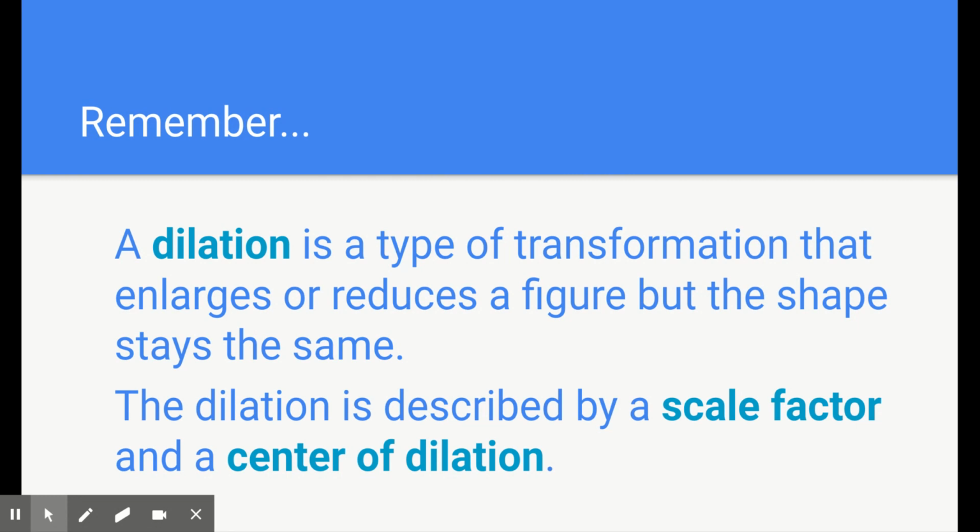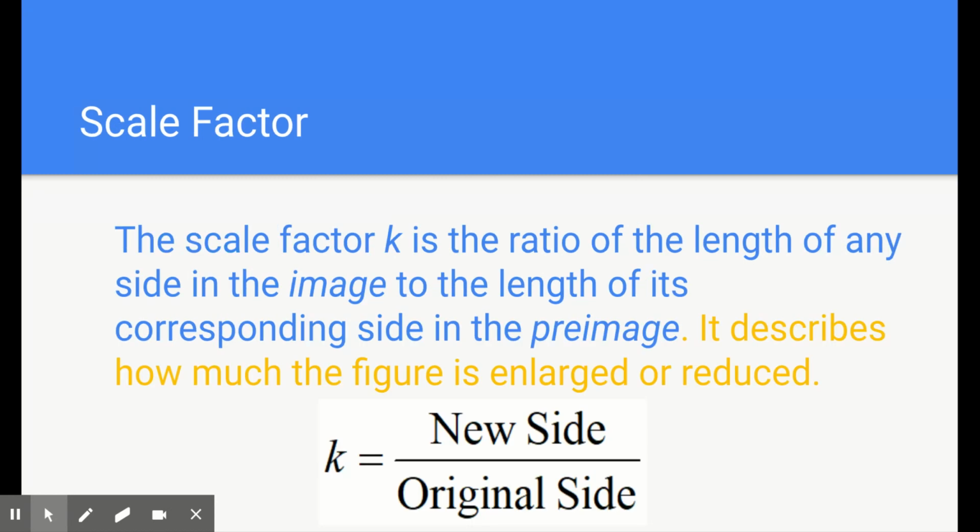All right, so remember, a dilation is a type of transformation that enlarges or reduces a figure, but the shape stays the same. The dilation is described by a scale factor and center of dilation. The scale factor, which is going to be represented by the letter K, is the ratio of the length of any side in the image to the length of its corresponding side in the pre-image. It describes how much the figure is enlarged or reduced.